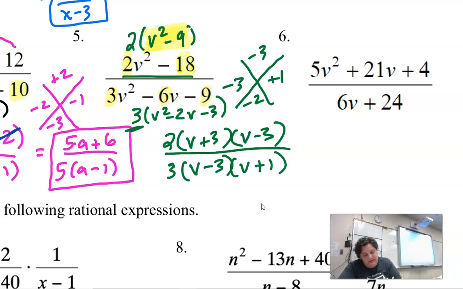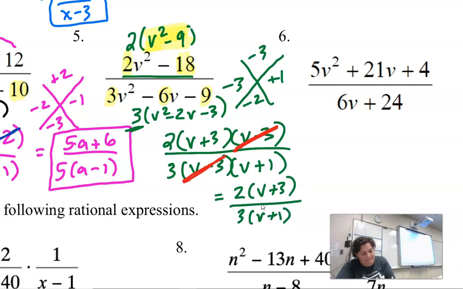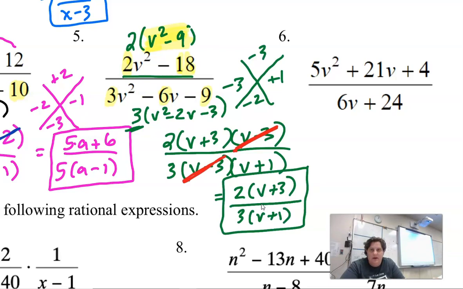And so you guys can see that my v minus 3 cancels. My numbers do not cancel. So then my final answer is 2v plus 3 over 3v plus 1. Okay? All right, cool.